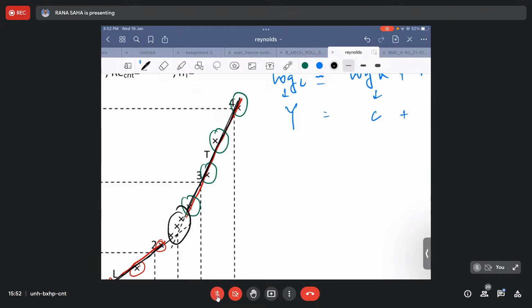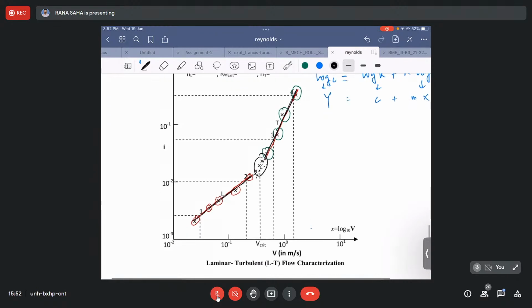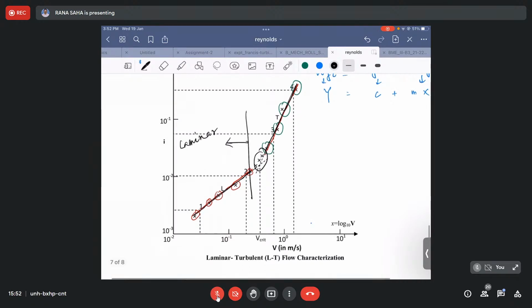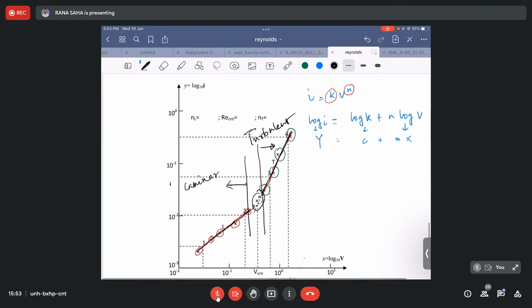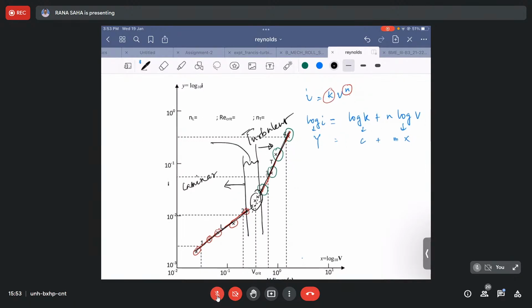So these are the 2 straight lines in log scale, which we can say are the representations of the 2 distinct regimes. That means this will be my laminar regime, and this onwards here can be attributed to the turbulent regime, right? And in between this zone, we can say this has to be the transition. Getting my point?